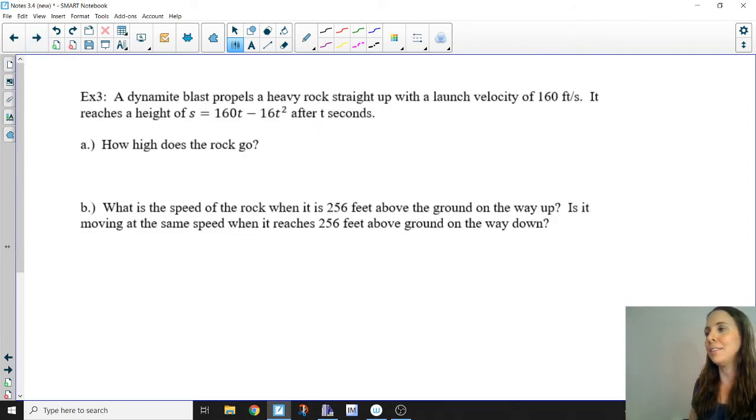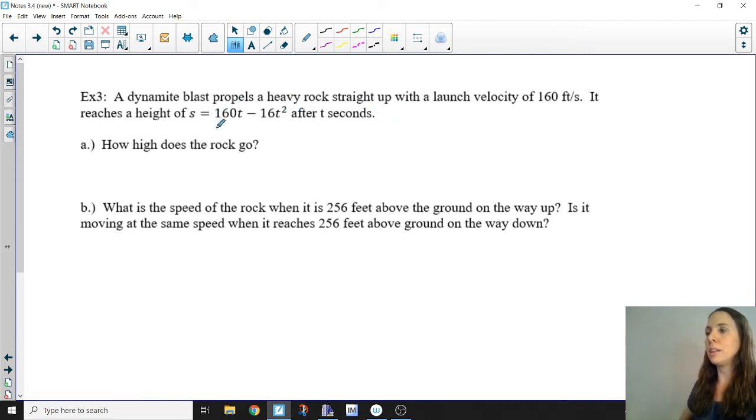Table version done. Let's go back to an equation version here with example 3. A dynamite blast propels a heavy rock straight up with a launch velocity of 160 feet per second. It reaches a height of s equals 160t minus 16t squared after t seconds. Okay, before we look at the questions, I just want to mention that if you have the launch velocity, you could come up with this position equation on your own using those kinematic equations, but it's given to us here.